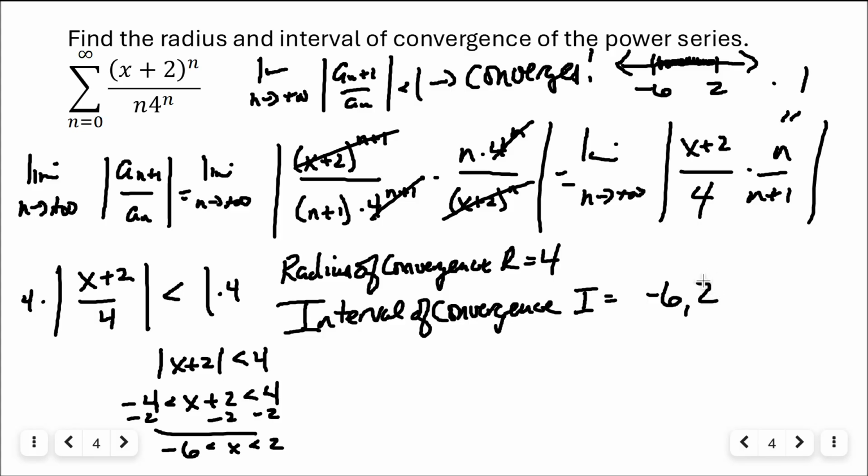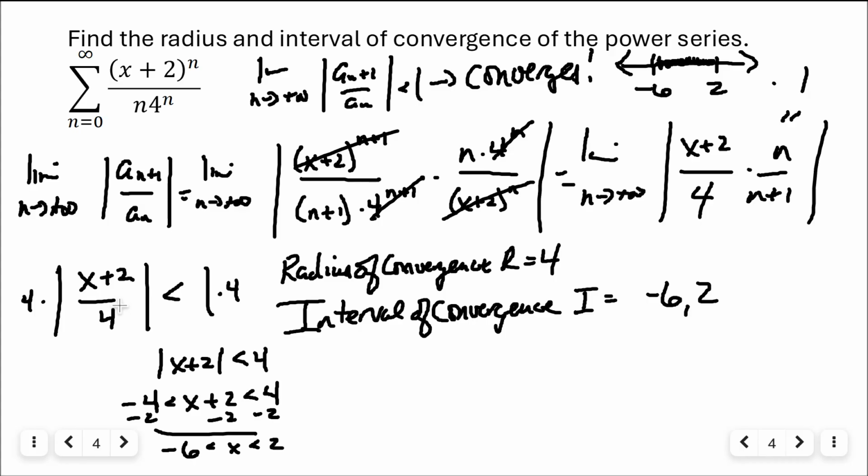If I were to take 2 and substitute it in for x, I get 2 plus 2, which is 4. 4 divided by 4 is 1. But remember, for this thing to converge, I need the absolute value to be less than 1. Here I get an answer for the limit that's equal to 1.